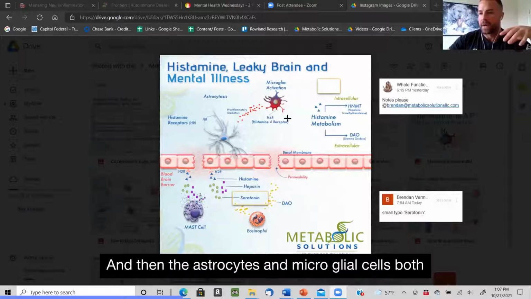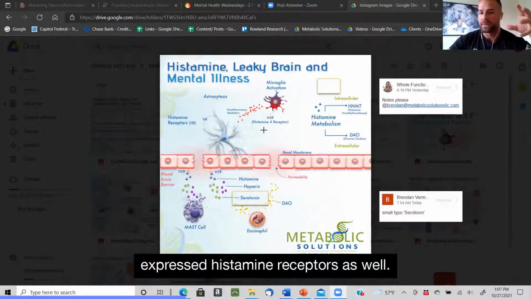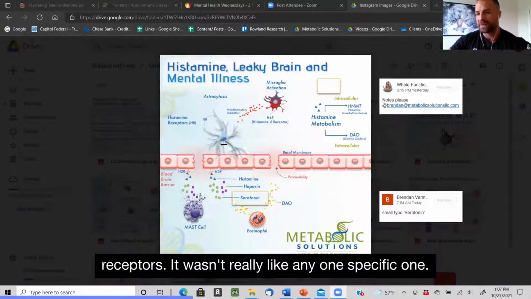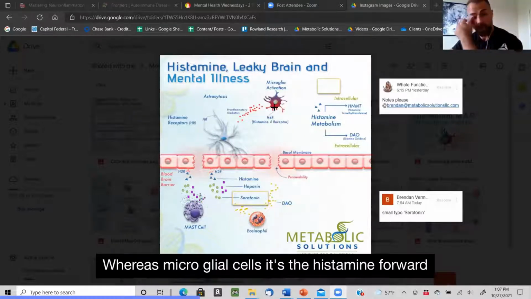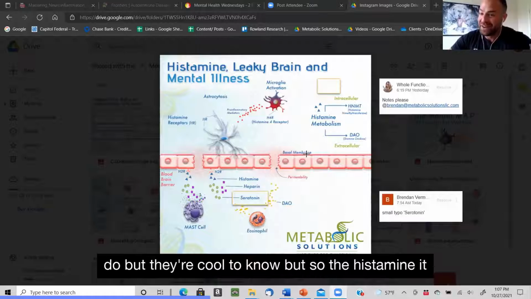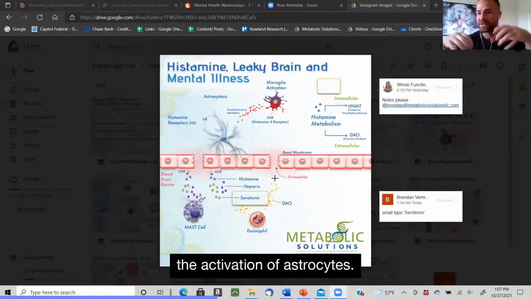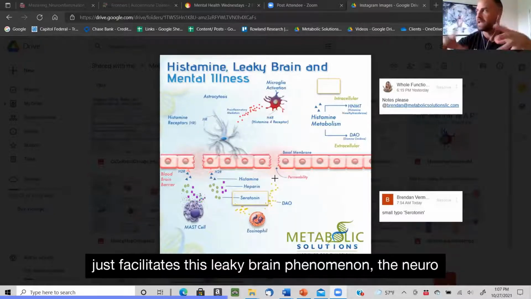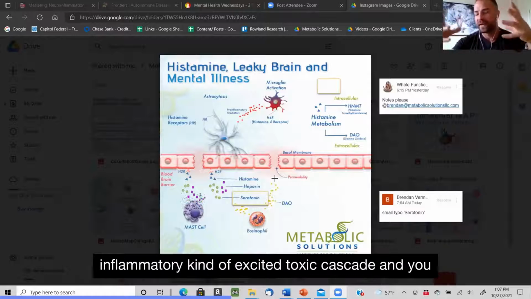And then the astrocytes and microglial cells both express histamine receptors as well. The astrocytes seem to express all the histamine receptors. It wasn't really any one specific one. Whereas the microglial cells, it's the histamine 4 receptor. Of course, these are just technical details that don't really matter a whole lot for what we do, but they're cool to know. The histamine causes astrocytosis and the activation of the astrocytes. It drives the activation of the microglial cells and really facilitates this leaky brain phenomenon and the neuroinflammatory, excitotoxic cascade.